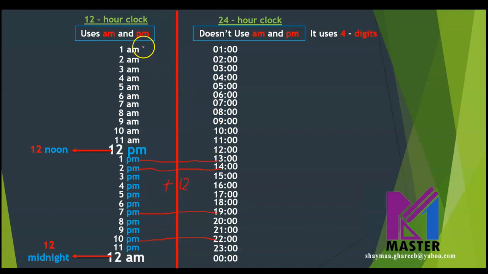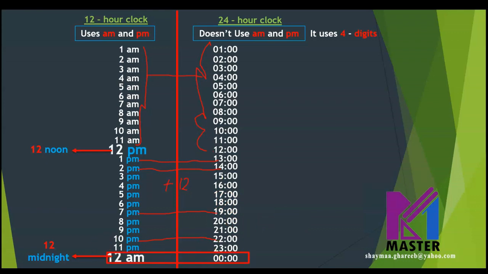So the AM times, when I write them in the 24-hour clock, the number of hours is the same, as you can see. But in the PM, I add 12 to the PM to get the 24-hour clock. Is this clear? So the AM does not change. The number of hours does not change. But in the PM, I add 12 to get the 24-hour clock. Keep this in mind and let's continue.